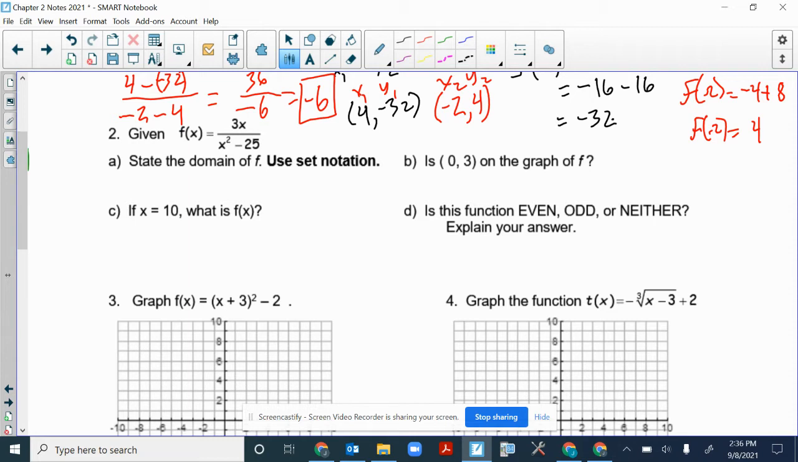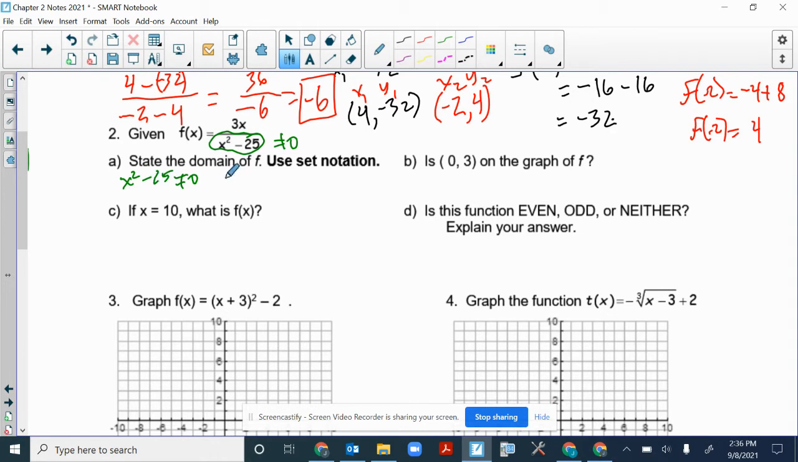All right, and then number 2 is a different type of question. They're telling us a function, and we have different parts here. So the first thing is the domain. So remember, domain for fractions is that the denominator cannot be 0. So that's what we're going to set up. We're going to say x squared minus 25 cannot be 0.